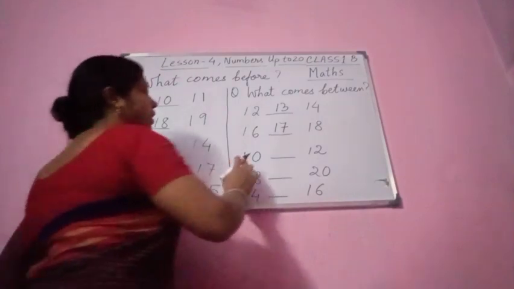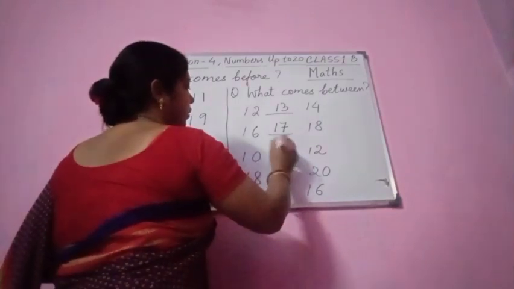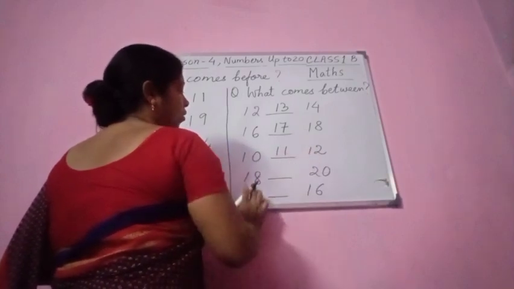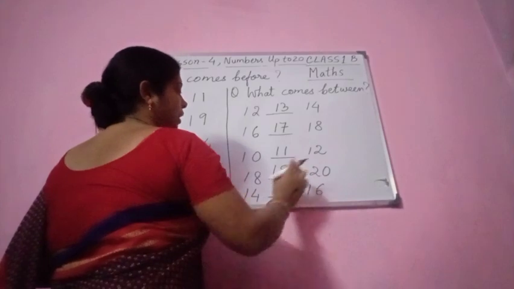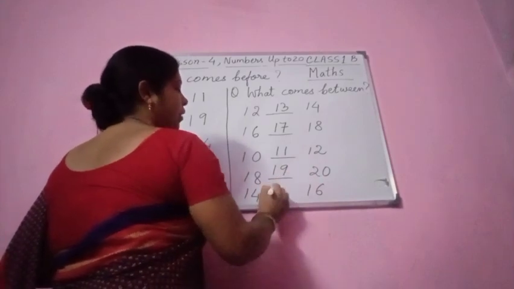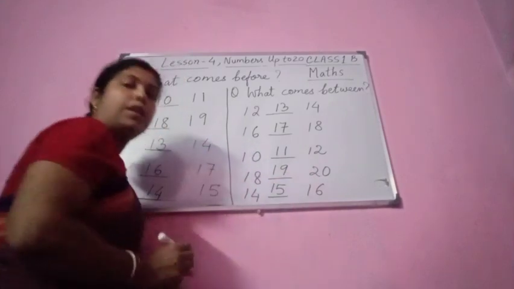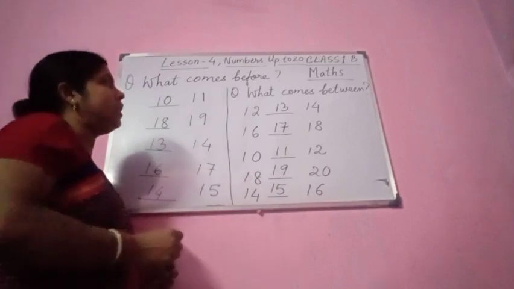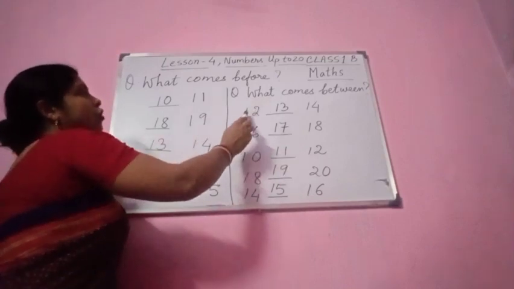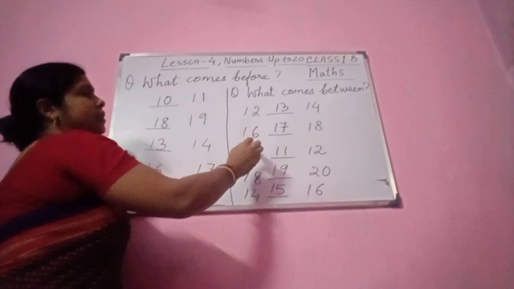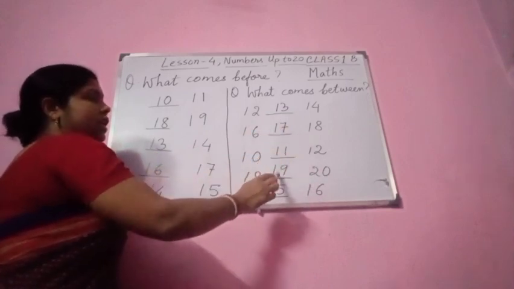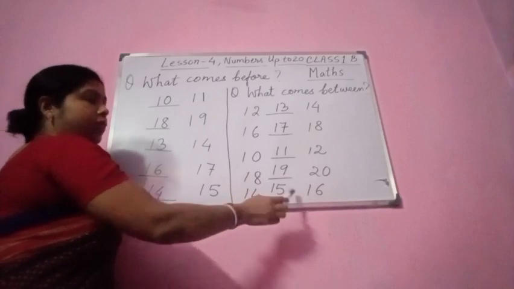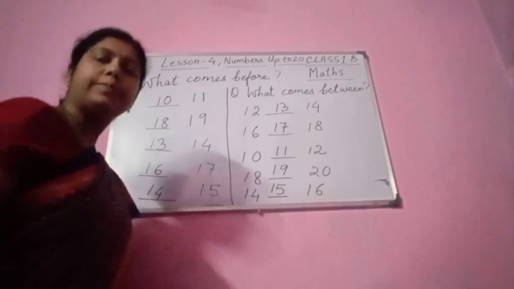We have to see that. After 10 what comes? 11 comes. 10, 11, 12. Okay, after 18 what comes? 19, 20, 18, 19, 20. Okay, after 14 what comes? 14, 15, 16. So please see once again, what comes between: 12, 13, 14, 16, 17, 18, 10, 11, 12, 18, 19, 20, 14, 15, 16.